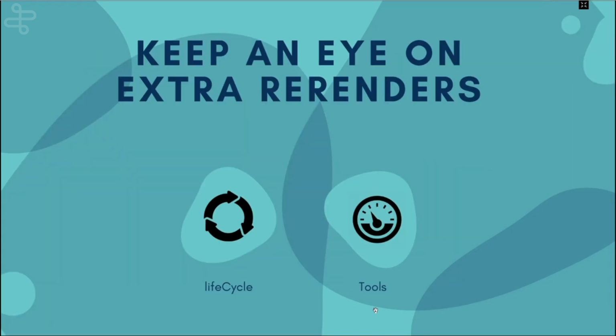The second best practice is to keep an eye on extra re-renders. There is a lifecycle method, componentDidUpdate, or you can also do it with hooks. In it you can compare the previous props and next props, and then decide whether to re-render your component or not. You can also use tools like React Dev Tools to track the performance of your component, to see whether it's re-rendering extra or not. You can make that decision with the help of these tools as well.